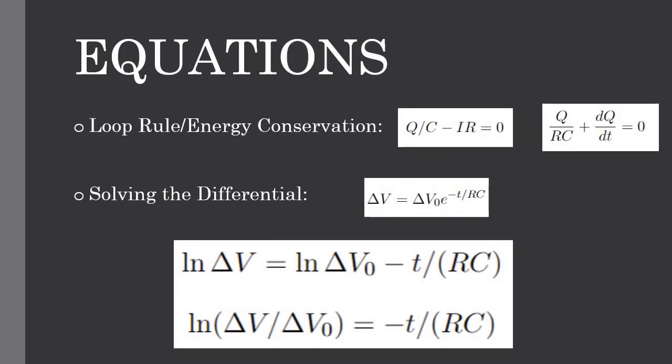Here are the very important equations that we saw in action in our experiment. We saw V equals IR, but then we also see that through the loop rule, or the energy conservation rule, Q over C minus I times R equals 0. And from that we derive, using the differential equation, that there is a relationship between the log of the potential difference at one point over the potential difference originally, and some constant. It's like an exponential decay kind of deal.